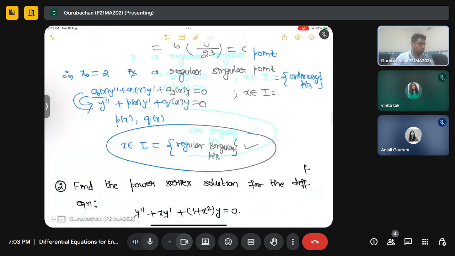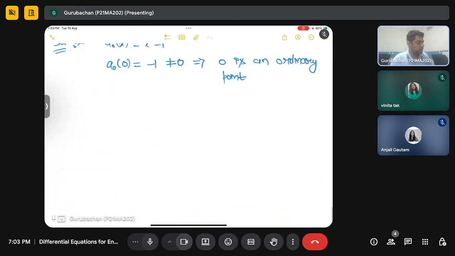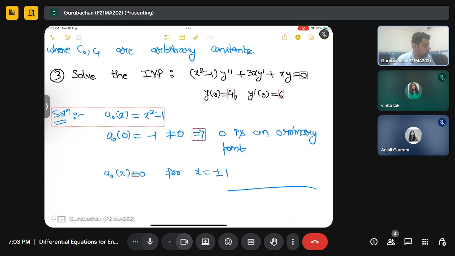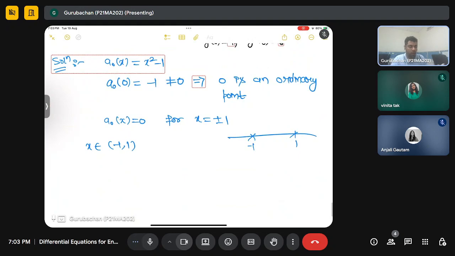So we can look for the power series that is around 0. Also we may check that a naught x is 0 for x equal to plus minus 1. So that means the singular points are plus minus 1. So we have to avoid minus 1 and we have to avoid 1. Suppose we are working in the domain minus 1 to 1. In this, 0 is there.